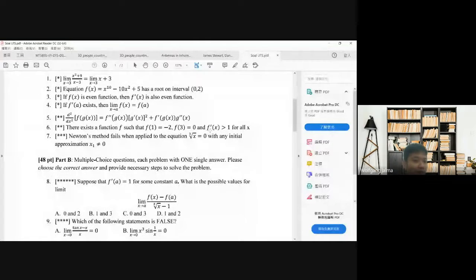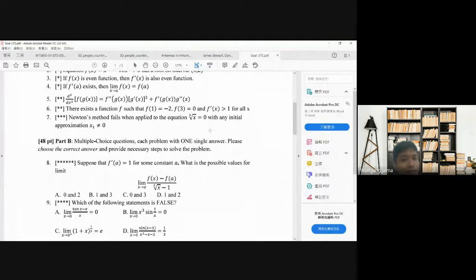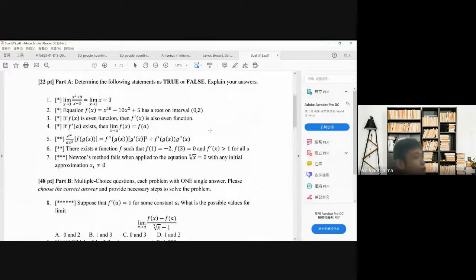After true/false, there is a multiple choice, but just like the true/false, you must explain your answer. Just give a short sentence to explain the answer. So, it will be your first midterm in the university, right?